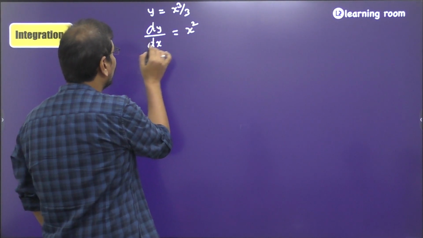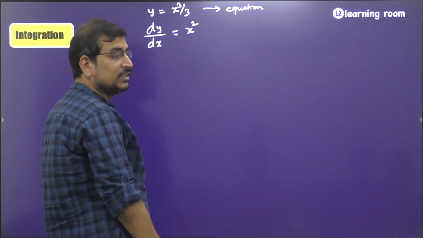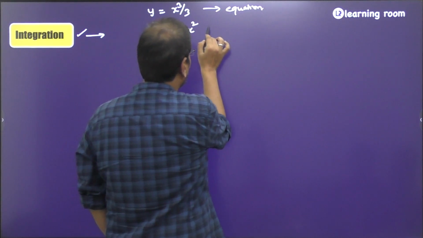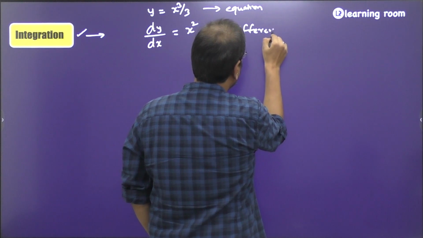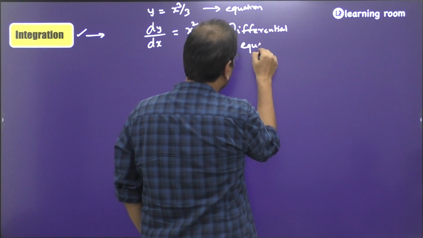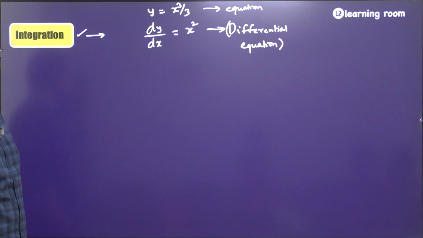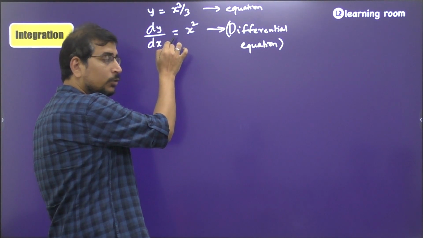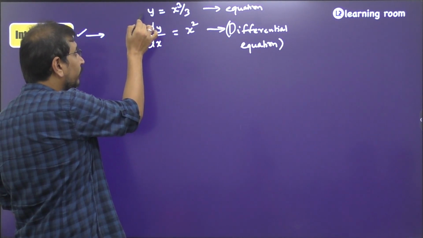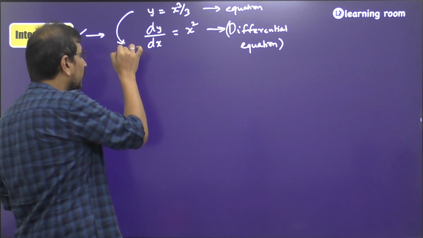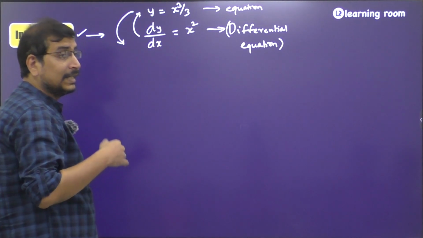Now the question is, when you call this as an equation, it is an algebraic equation, or yeah, this is called as differential equation. So what is it called as? It's called as differential equation because equal to symbol is used and you have a derivative. So if they give you the equation and ask you the differential equation, you will differentiate. If they give you the differential equation and ask back the function, you need to integrate.